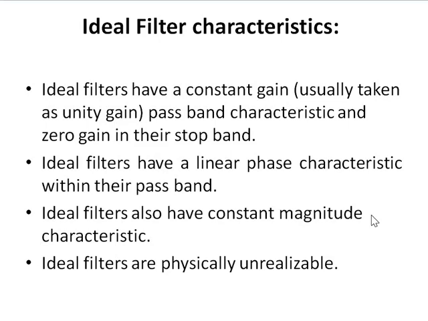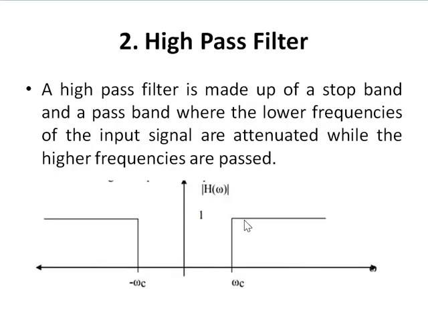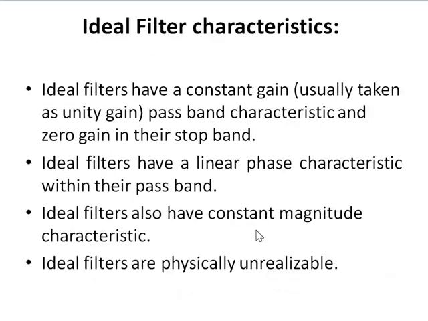Coming to the characteristics of these ideal filters, if you observe, almost all the ideal filters have a constant gain in the pass band, and here we are considering that constant gain value as unity. That means unity gain, and then the stop band has the value 0. Ideal filters have a constant gain, usually taken as unity gain pass band characteristic, and 0 gain in the stop band. This is the main characteristic.